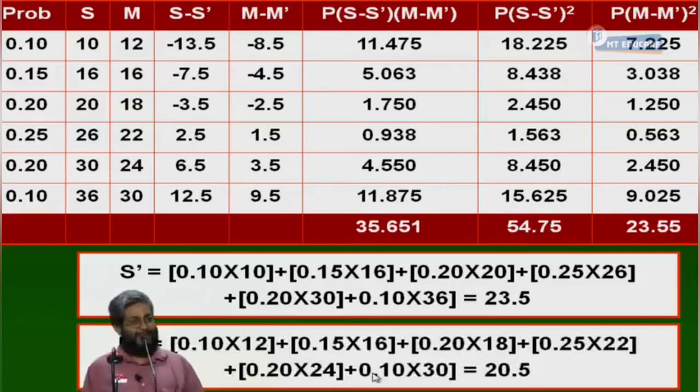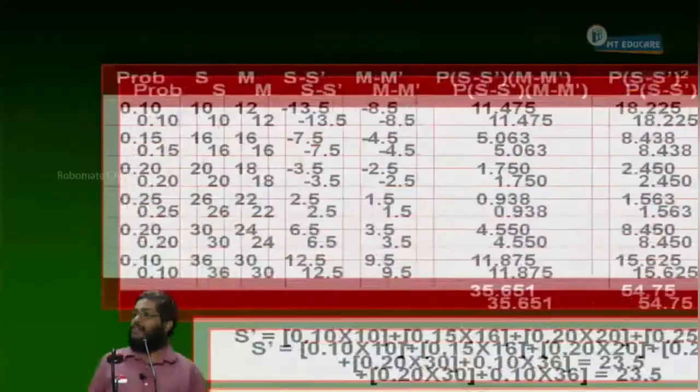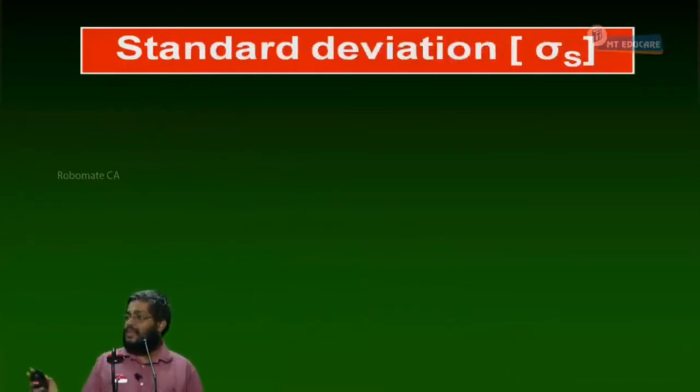23.55. Can I proceed or not? Everything has been computed. Can you go for the next stage? Now, right now, the standard deviation of security, sigma S. So we can call the first step the computation table. All things have been done.